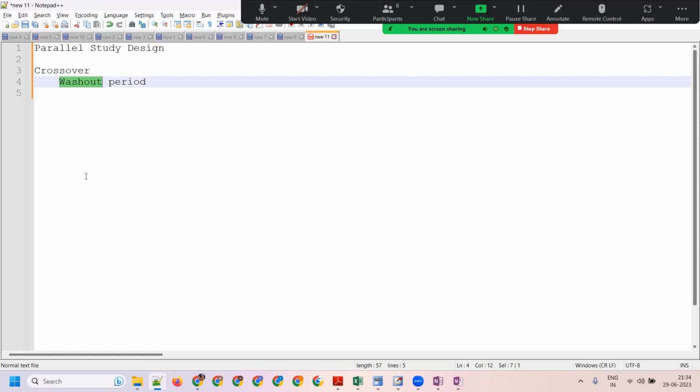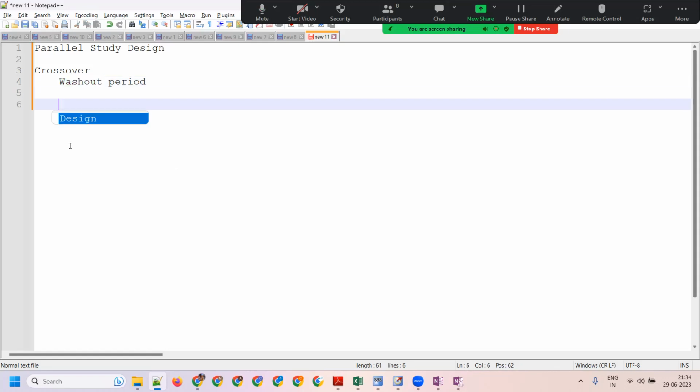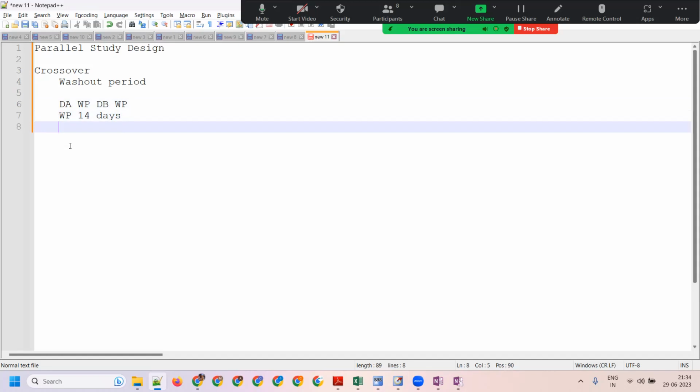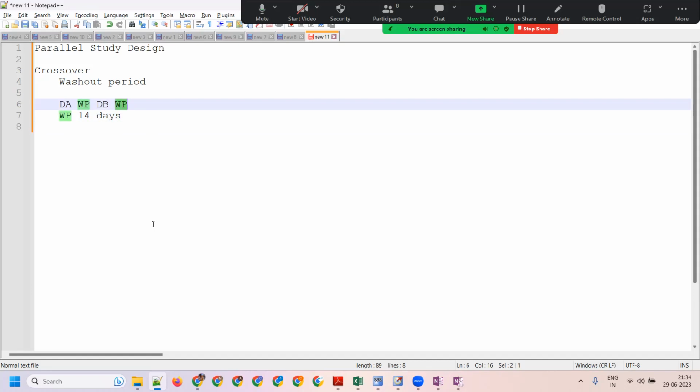Team, I have drug A followed by washout period, then followed by drug B, then followed by washout period. Done. This is my treatment arm. Only 2. Let's say placebo is also not there. Now the question is, my washout period is there for 14 days. Now tell me, if anything happened here, or in the second washout period, what is the meaning? That means there is still an active drug in his body.